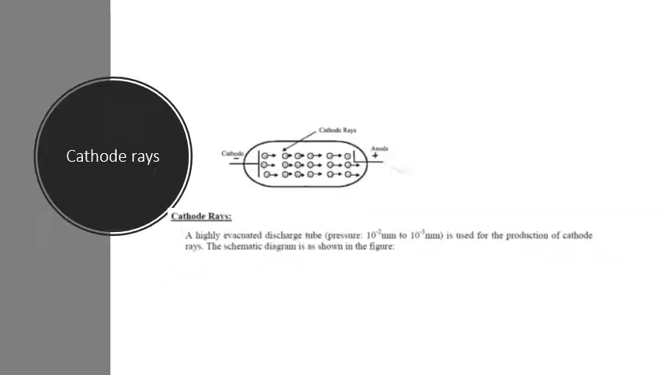Before starting the electron gun principle, we should know our basics. First is cathode rays. What are cathode rays? Clear from the name, they are emitted from cathode. The rays that are emitted from cathode are called cathode rays.